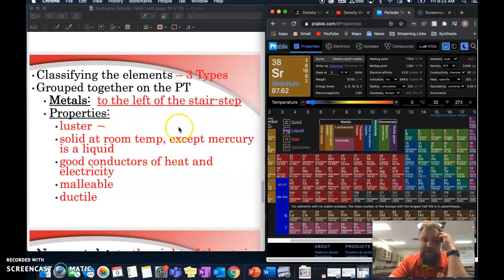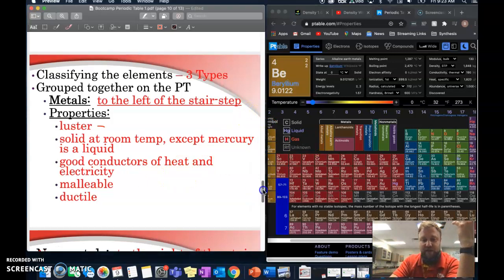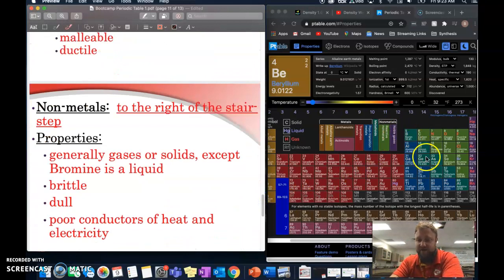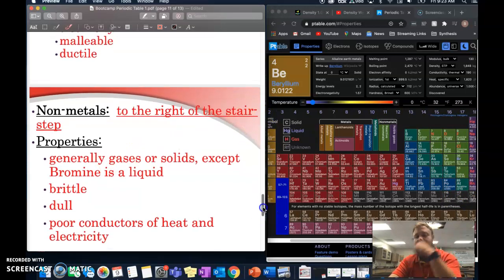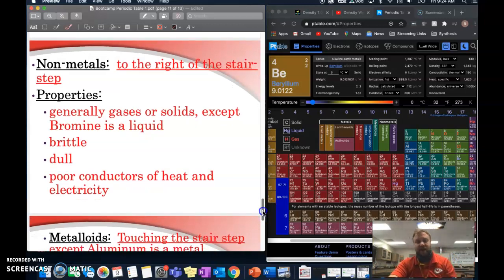Metals have luster, which means they're shiny. They're solid at room temperature, good conductors, malleable, so I can shape them, and ductile, which means I can draw them into wire. Our nonmetals are to the right of the stair step, so everything to the right. It's basically the opposite of metals. They're brittle, dull, not shiny, and not very good conductors. If you know the properties of metals, then you'll know the opposite of that is your nonmetals, to the right of your stair step, which is generally right here.